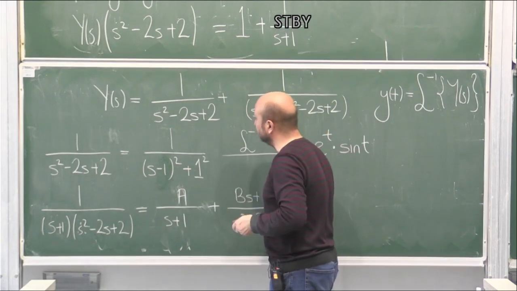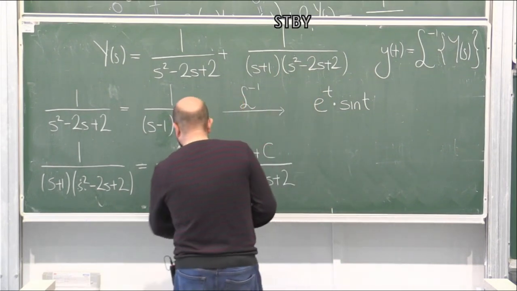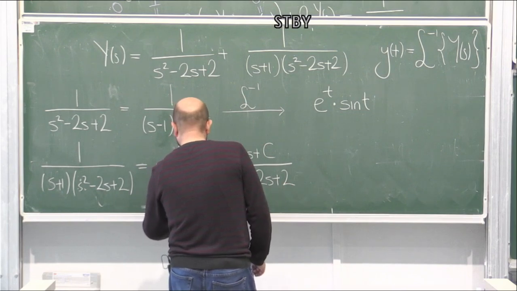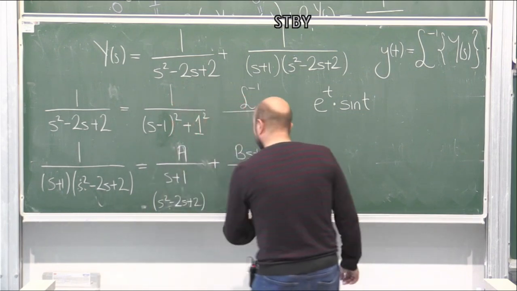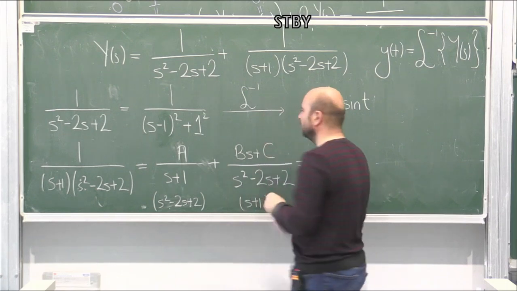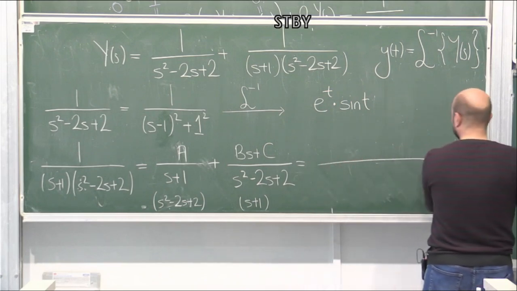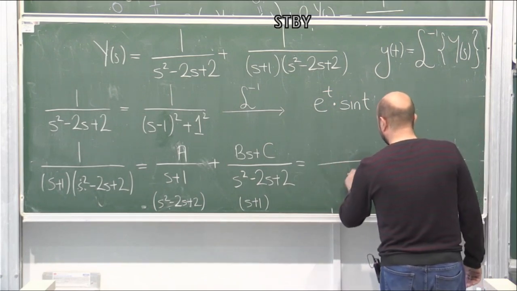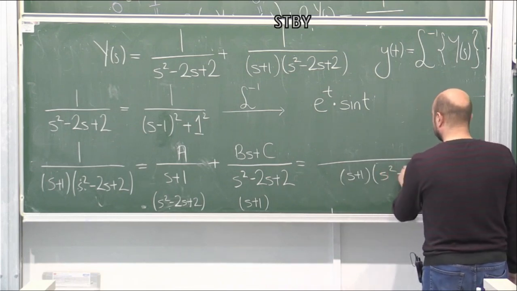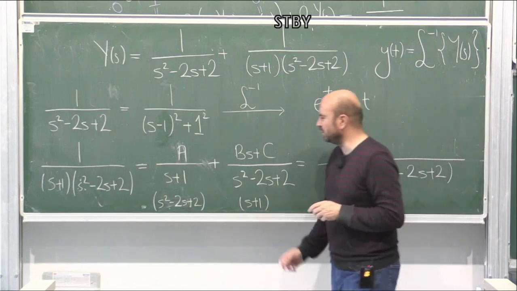Maybe you know some tricky method, but I will just follow the regular method. I will multiply this thing with s squared minus 2s plus 2, and I will multiply this thing with s plus 1 and try to equate the numerators, because now our denominators will be the same. So we have s squared minus 2s plus 2 in the denominator. So what do we have in the numerator?